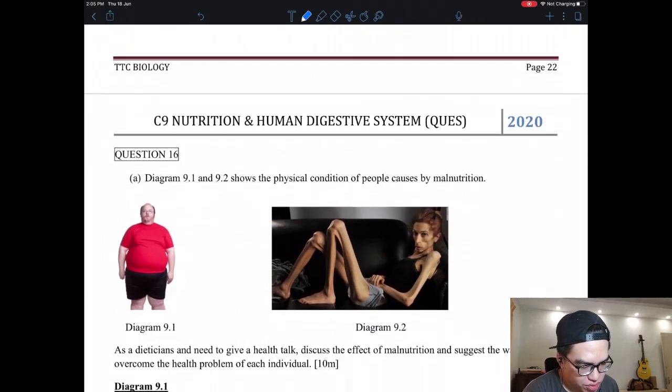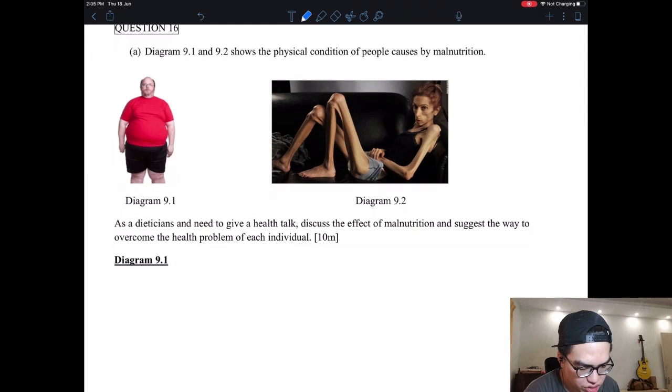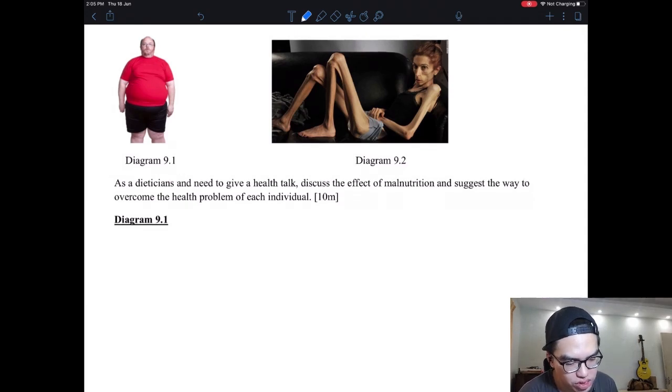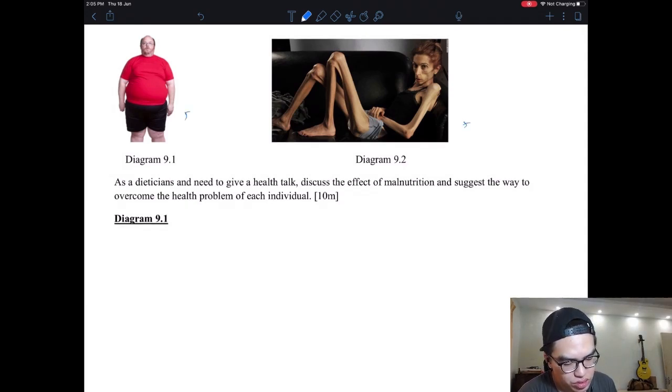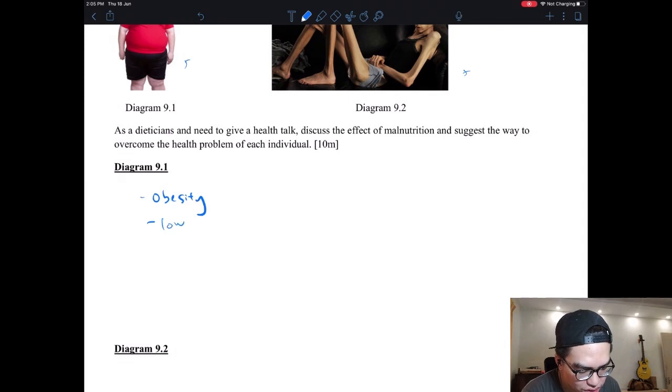Diagram 9.1 and 9.2 show problems caused by malnutrition. As a dietitian who needs to give a health talk, discuss the effect of malnutrition and suggest ways to overcome the problem. So 5 marks for each. This is obesity, you get 1 mark. So what is the effect and the way? Let's say 2 effects. It might cause low self-esteem.